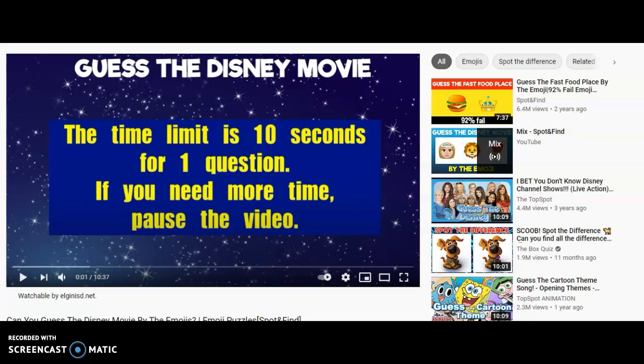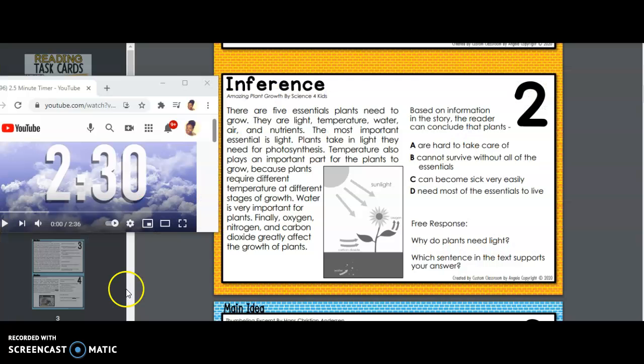So just like the last time when we did ice cream, we are going to read a short task card, short paragraph, and answer a question. And then we will come to this video to guess the Disney movies to see how you guys do. Okay, so let's start. We are going to start with inferencing.